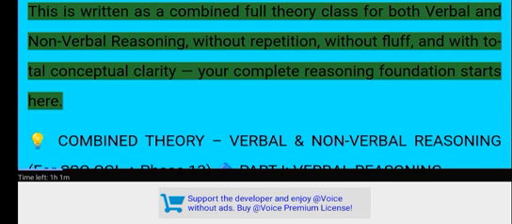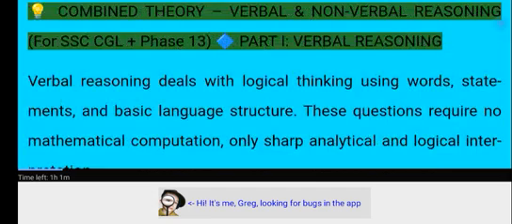This is written as a combined full theory class for both verbal and nonverbal reasoning, without repetition, without fluff, and with total conceptual clarity. Your complete reasoning foundation starts here. Combined theory, verbal and nonverbal reasoning for SSC CGL Phase 13. Part 1, verbal reasoning.